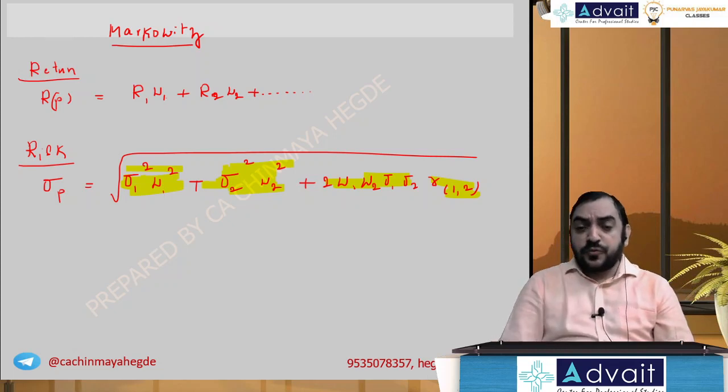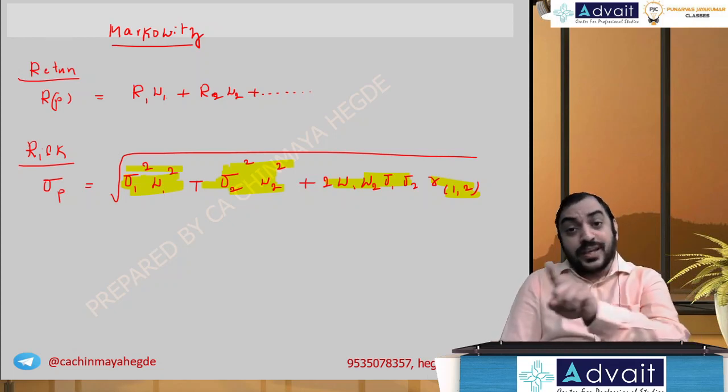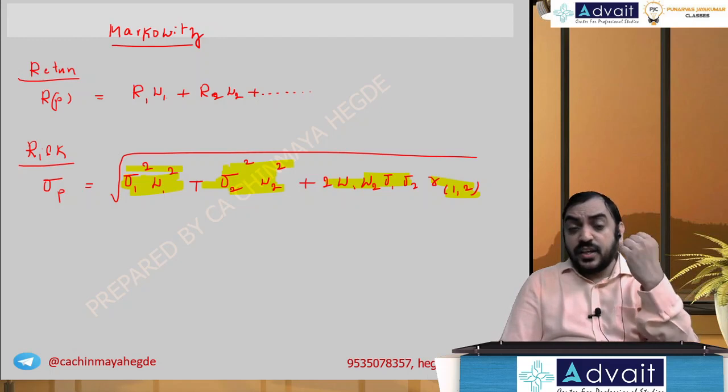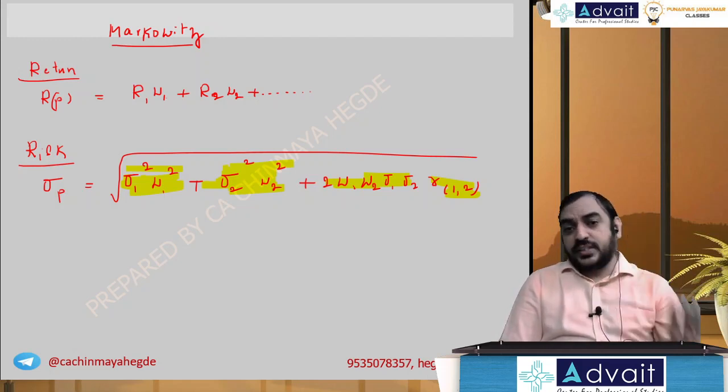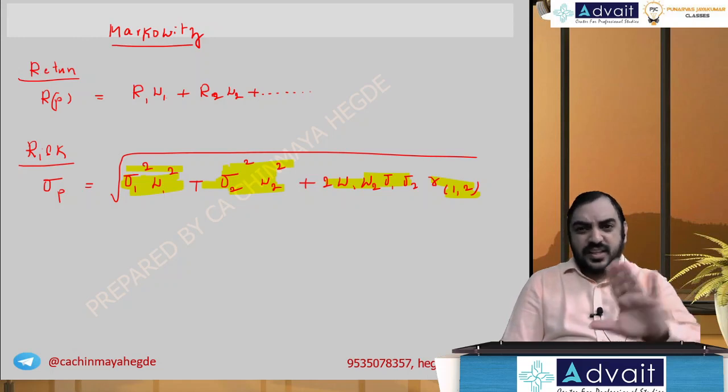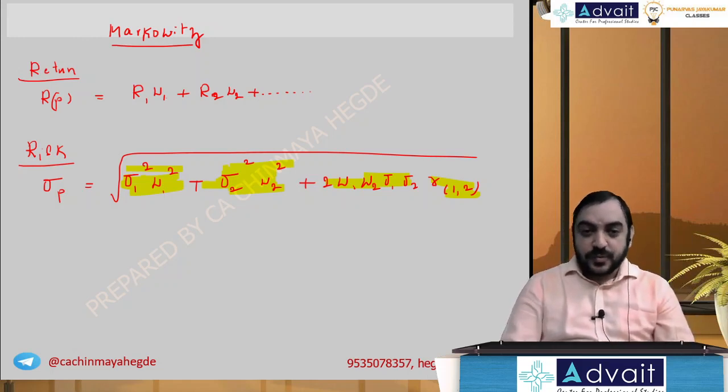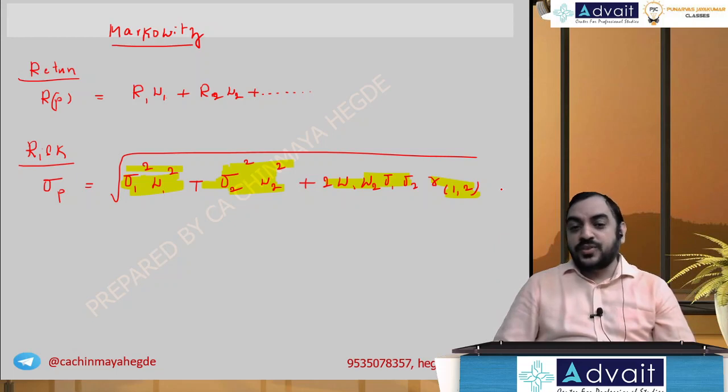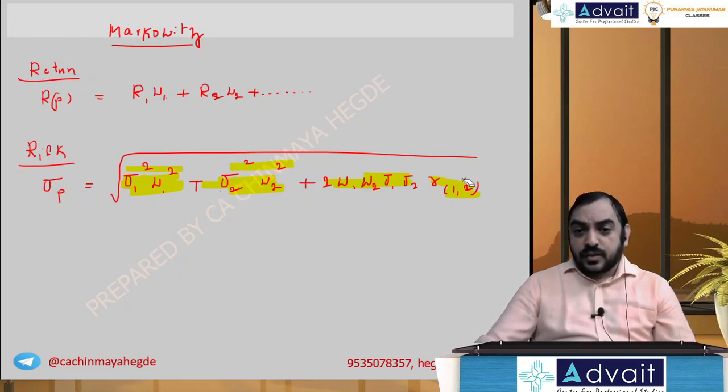For a 2 security portfolio, it is A square, B square, 2AB. If it is 3 securities, A square, B square, C square, 2AB, 2BC, 2CA. 3 securities is sufficient from an exam point of view. But first remember 2, then you think about 3. Or as I told you, it is the correlation coefficient between sigma 1 and sigma 2.